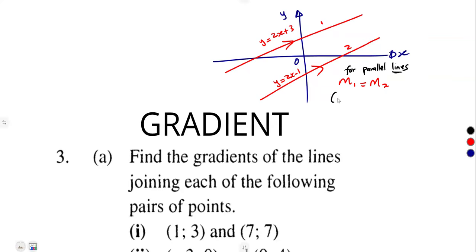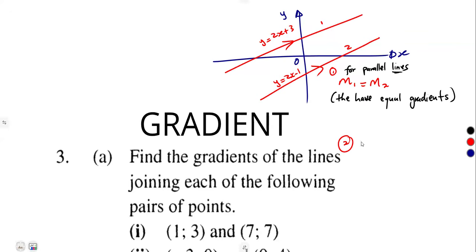M1 is equal to M2. That is, they have equal gradients. So if two lines are parallel, they've got equal gradients. So this is the first part.